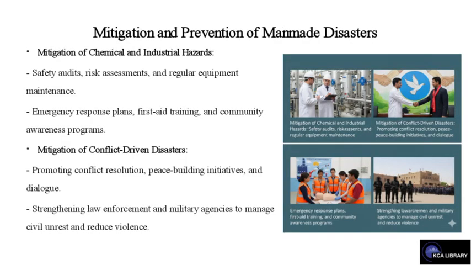Now, before that, let's look at mitigation and prevention of man-made disasters. How do you mitigate and prevent these man-made disasters we have been looking at? Let's look at the chemical and industrial hazards. There should be safety audits, there should be risk assessment, and there should be regular equipment maintenance in these areas. There should be an emergency response plan. There should be first aid training in this environment. There should also be community awareness programs.